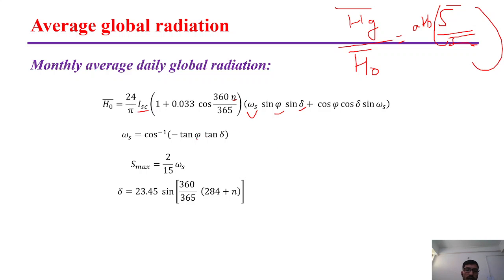So the hour angle can be calculated based on the latitude and the declination angle. Once we know the hour angle, we can calculate the S max also, 2 by 15 into omega S, and the declination angle we know: 23.45 into sine of 360 divided by 365 into 284 plus n.